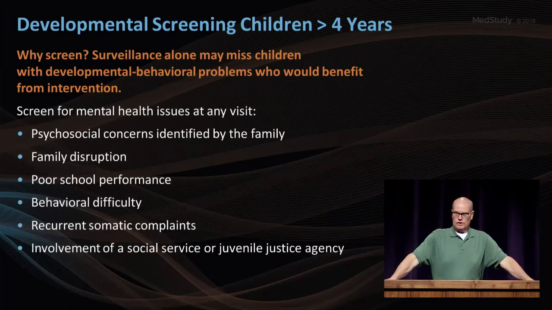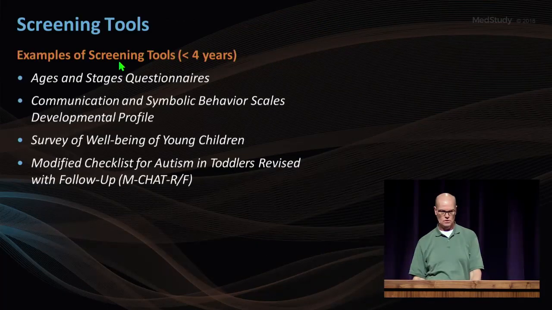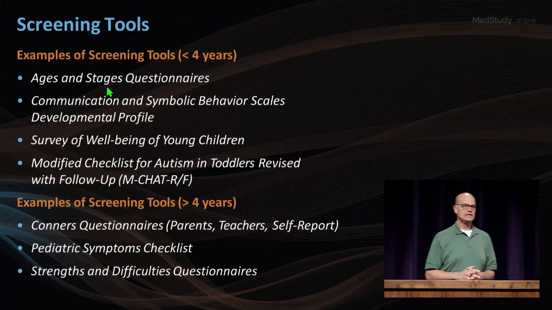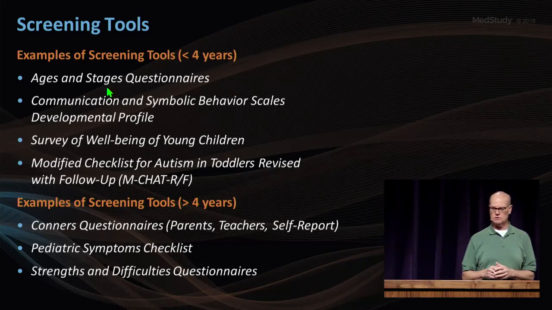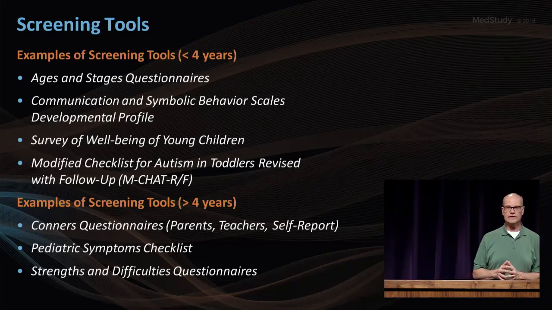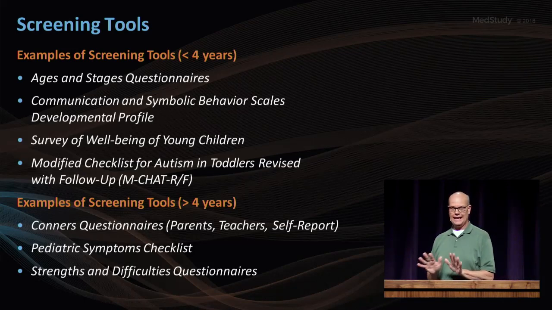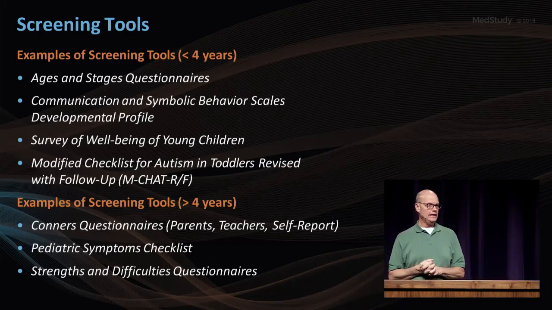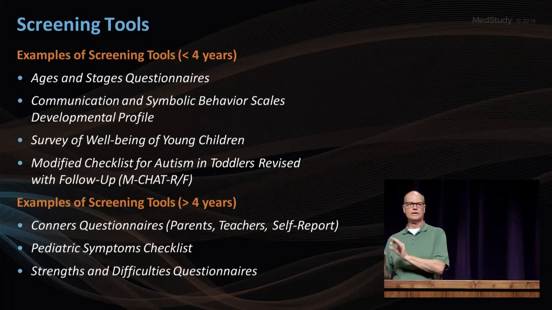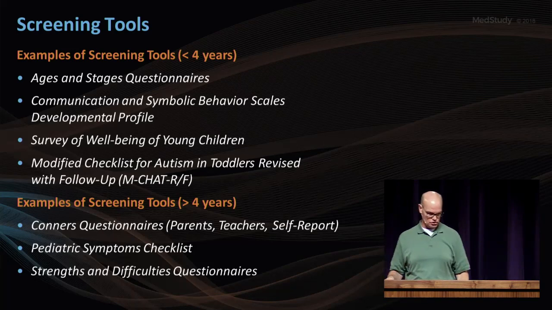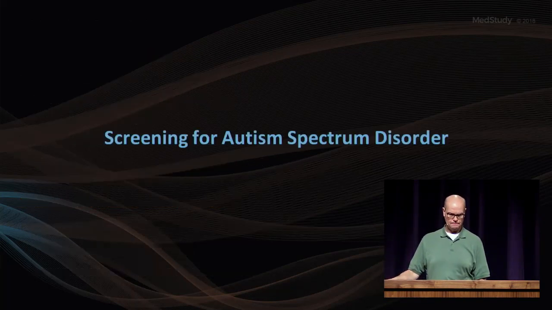How do we screen for those issues? Looking at any history of family disruption, change in school performance, onset of any behavioral difficulties, and the like. What screening tools should you use? The Academy has no recommendation. This is just some examples of the various screening tools that are available. Any of these are absolutely fine, and the important thing is to know when to screen, what to screen for, and what to do if that screening yields concerning results.